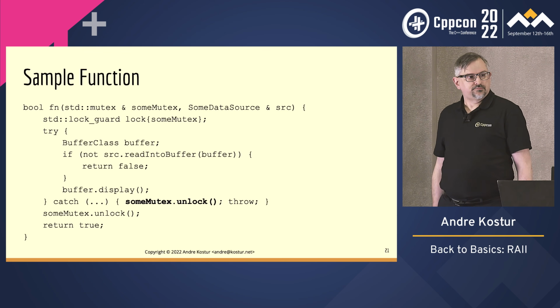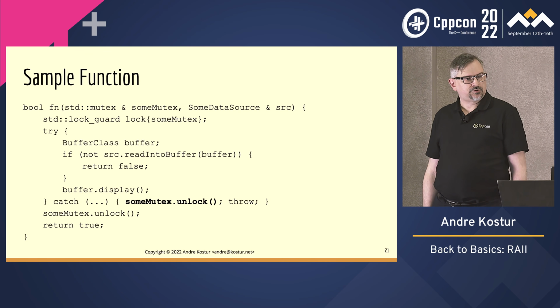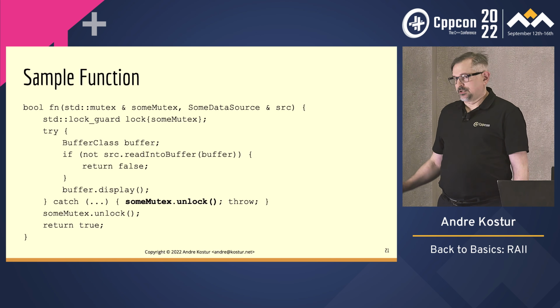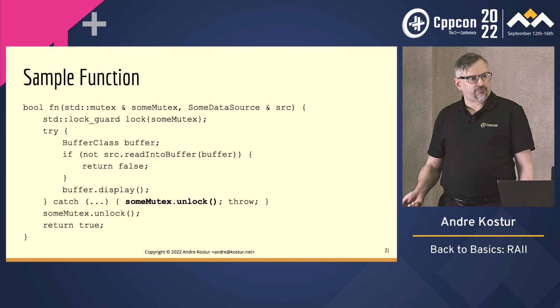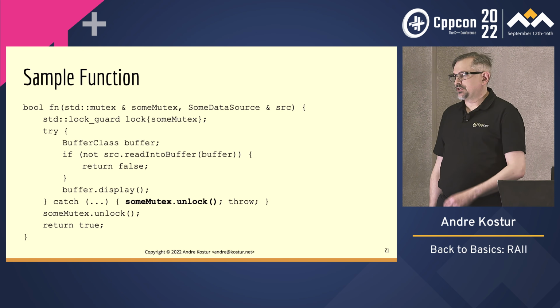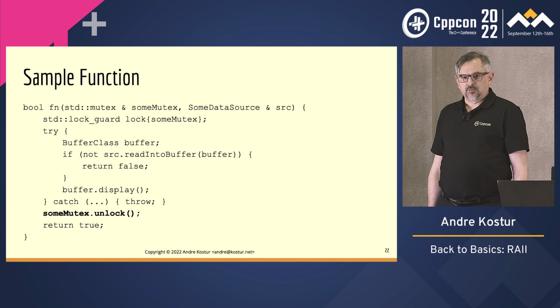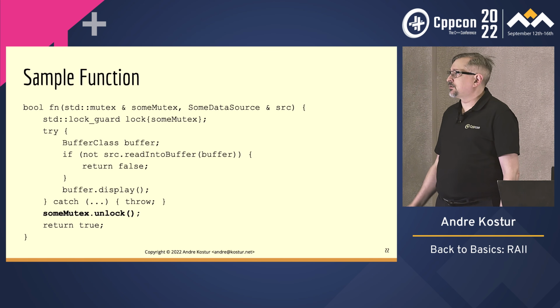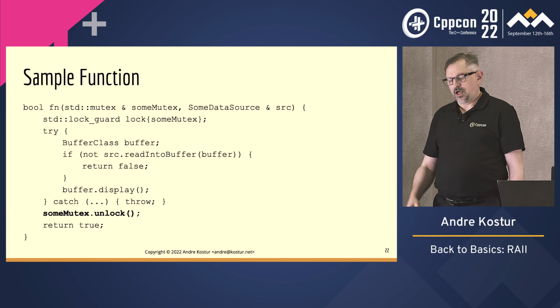There's that unlock sitting there in the catch of my try catch block. Same deal. My next operation is going to be rethrow the exception. This function is going to end, local variables get destroyed, my mutex gets unlocked. I can remove this one. Here we are down at the bottom. I'm about to return true. This function is going to end. My local variable is going to end its life. Its destructor gets called. My mutex gets unlocked. I don't need this one either.